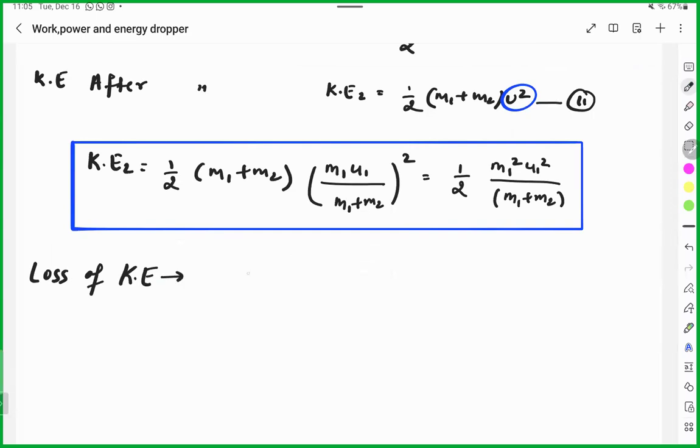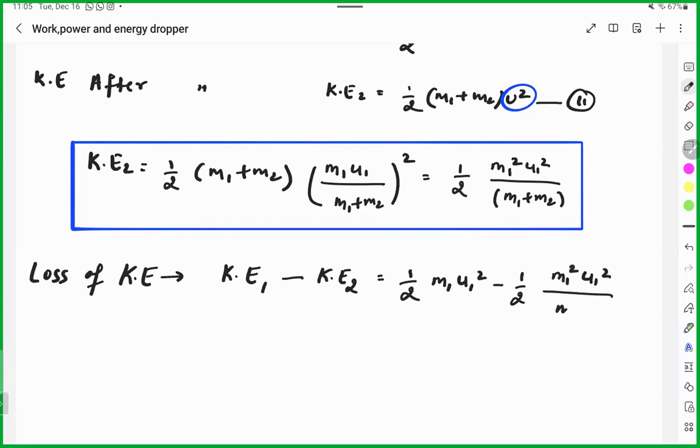What is the loss of the kinetic energy? Initial kinetic energy was kinetic energy 1, and final kinetic energy is kinetic energy 2. There will be some difference. What is this value? Half m1 u1 square minus the second value, half m1 square u1 square divided by m1 plus m2. This is how you can calculate the difference in the kinetic energy. This is known as the loss of kinetic energy, delta kinetic energy. Okay, half will be common.